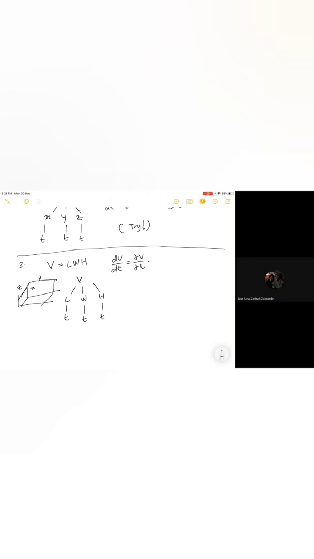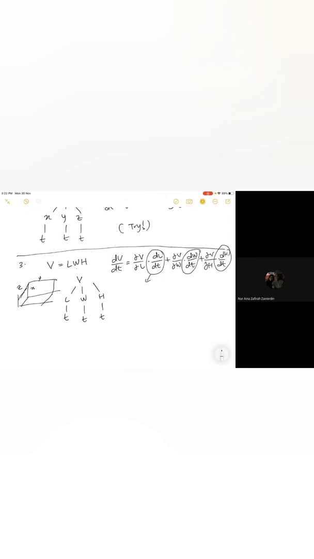Okay, when you want to find the dV over dt, so actually you want to find the dV over dL dL over dt plus, okay, what is dL dt, dW dt, dH dt?